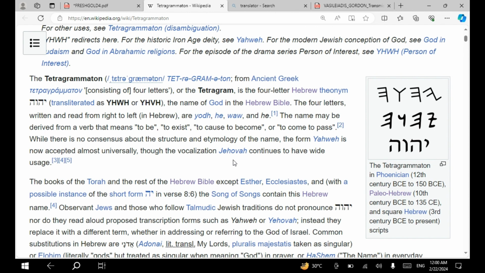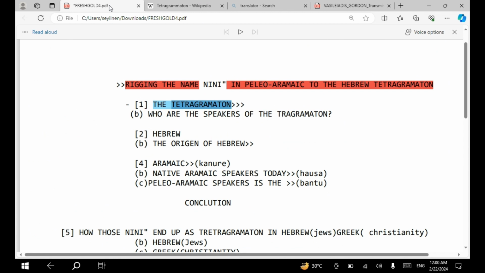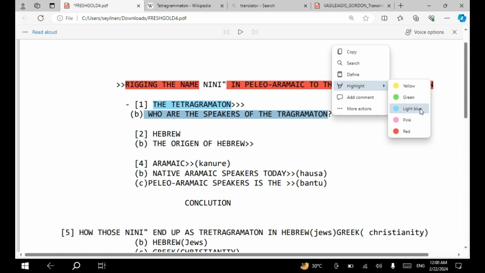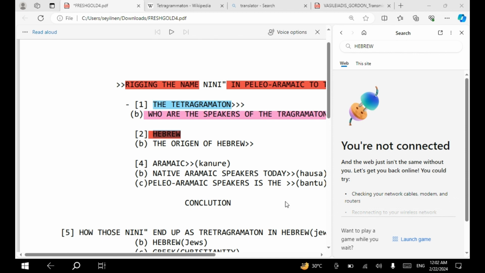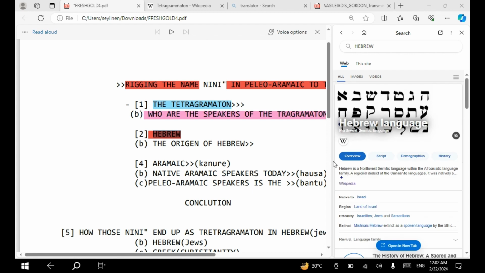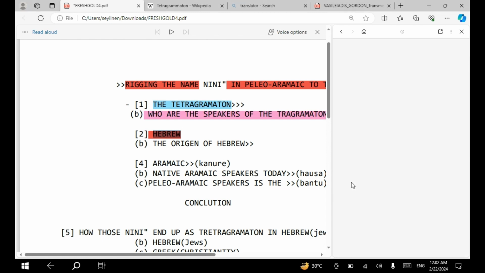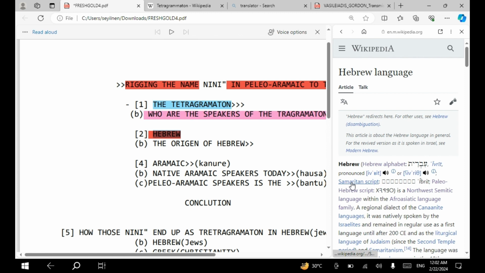So right now we want to look at the speakers of the Tetragrammaton. Who are the speakers of the Tetragrammaton? And we found out that it is what? Hebrew. Right now we found the speakers of the Tetragrammaton, which are the Hebrew.